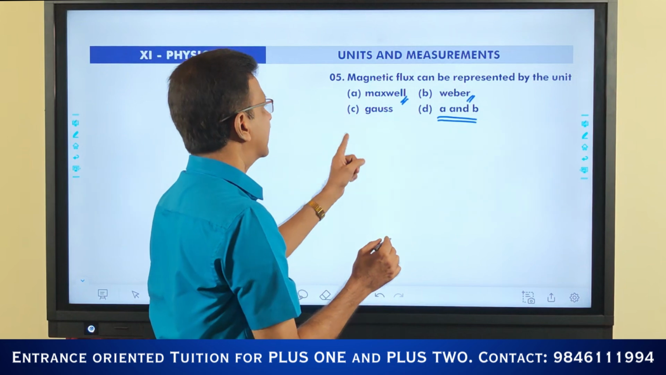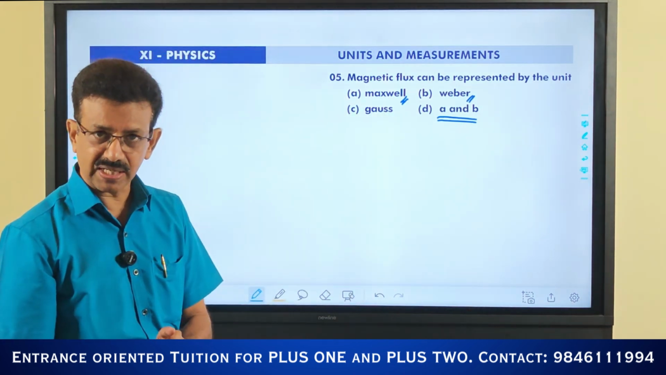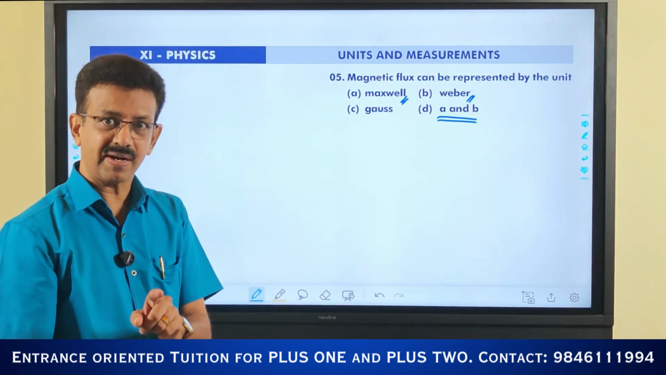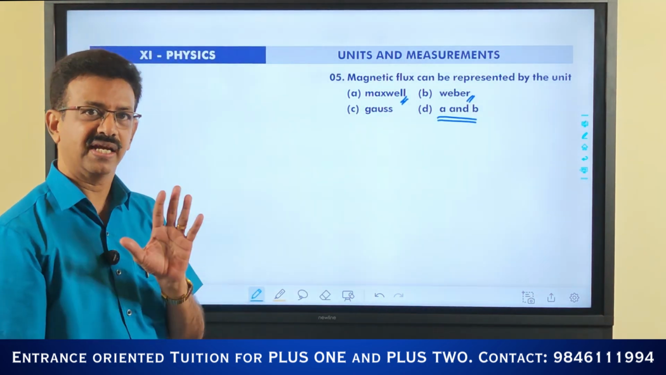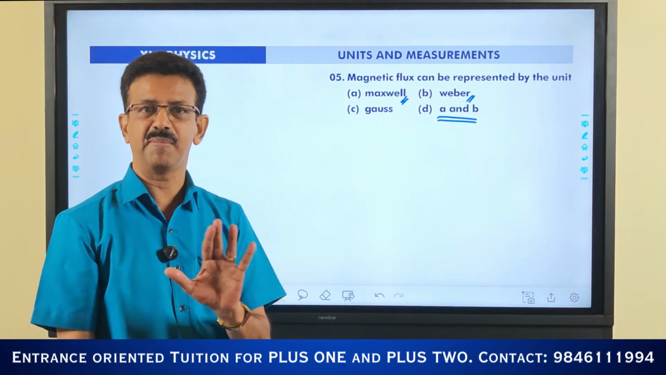Maxwell and Weber are the units of magnetic flux. The SI unit is Weber, but these two are used to represent magnetic flux. Here the correct answer is D. A and B are correct.